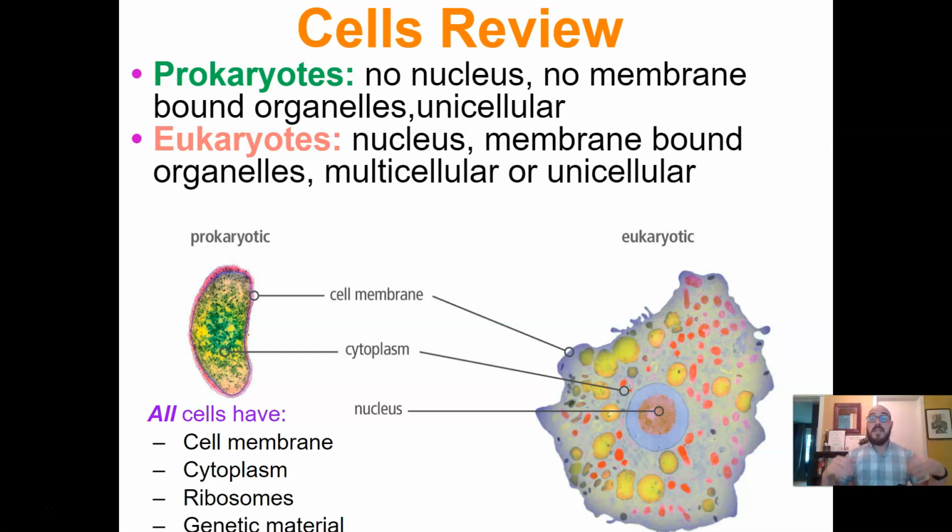I'm bringing this up again because we keep getting this question wrong. All life has cell membranes, cytoplasm, ribosomes, and genetic material. Eukaryotes add a lot of complexity to that, obviously, because I am way more complex. You are way more complex than a bacteria.